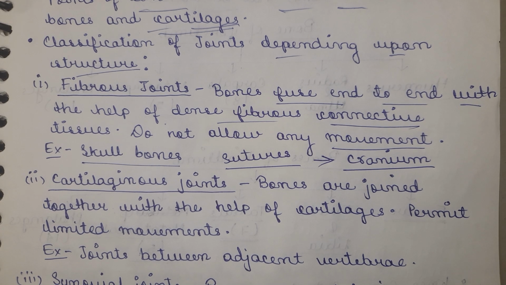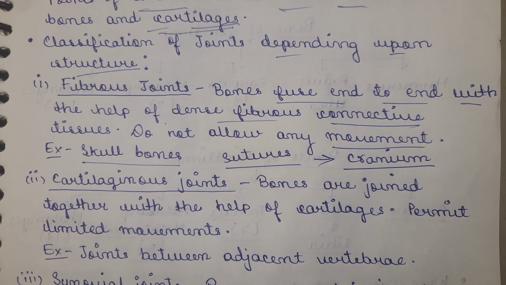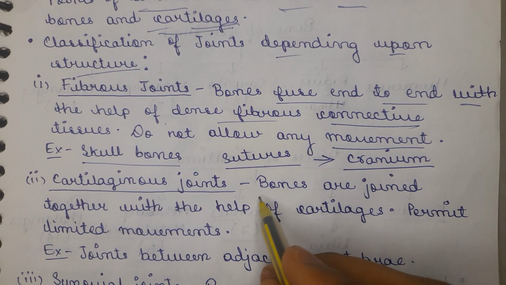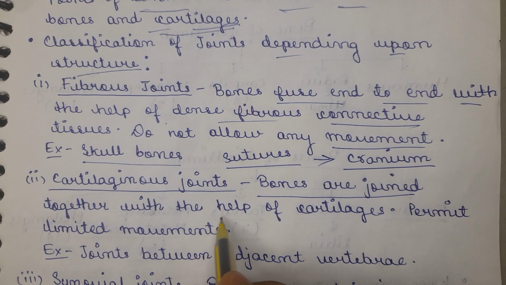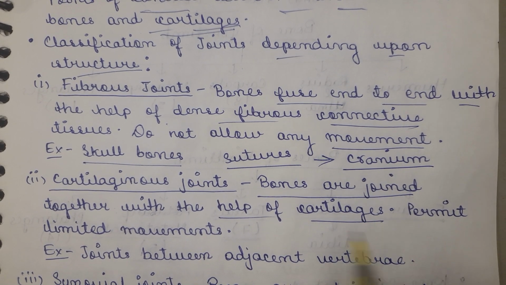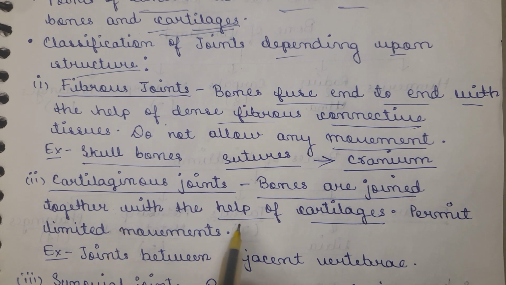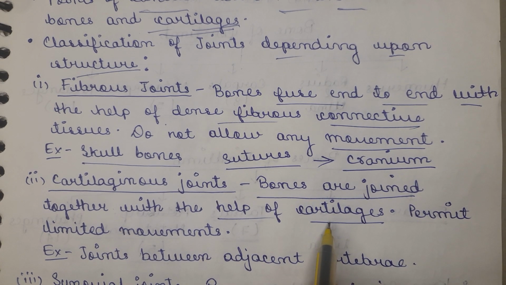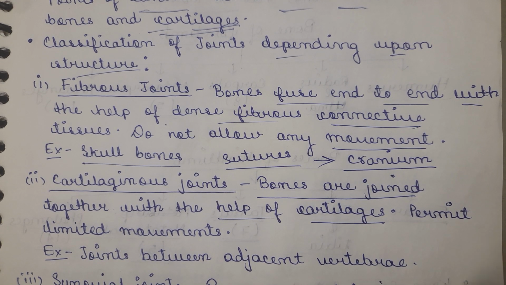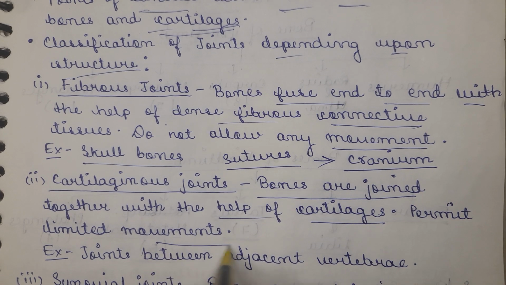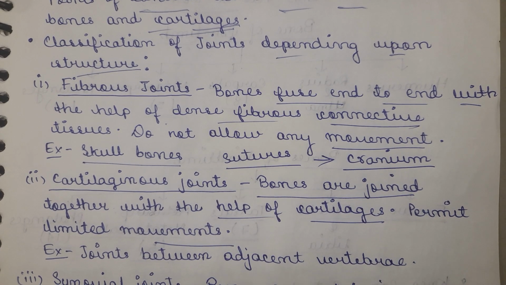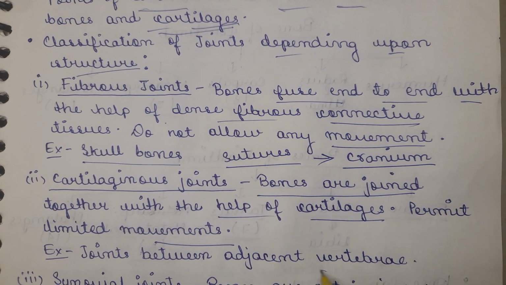Now the second one, the cartilaginous joints. In these joints the bones are joined together with the help of the cartilages. As the name itself suggests, the bones are joined together with the help of cartilages, and it permits a limited movement. For example, we can see the joints between the adjacent vertebrae.